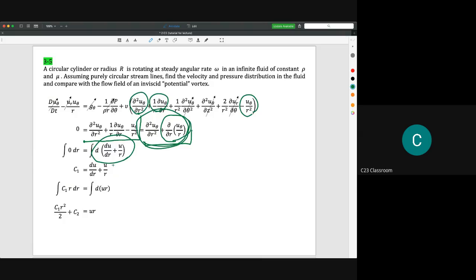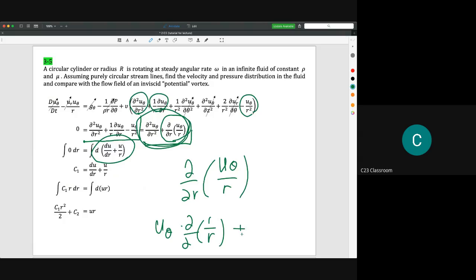What is the meaning of d over del r of u theta over r? This is a partial differential. We fix u theta, and then we have d dr for 1 over r, and then we have 1 over r and d dr for u theta. You could do that and merge it with this one, and then you will get this term.